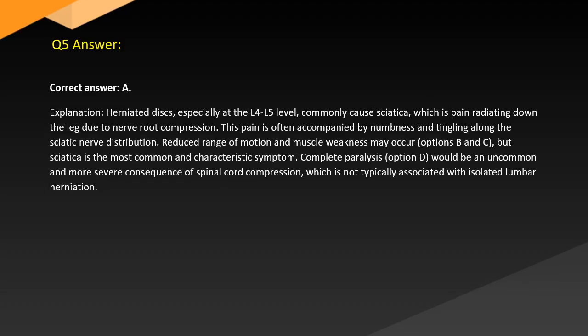Answer. Correct answer: A. Explanation. Herniated discs, especially at the lower level, commonly cause sciatica, which is pain radiating down the leg due to nerve root compression. This pain is often accompanied by numbness and tingling along the sciatic nerve distribution. Reduced range of motion and muscle weakness may occur, options B and C, but sciatica is the most common and characteristic symptom. Complete paralysis, option D, would be an uncommon severe consequence of spinal cord compression, which is not typically associated with isolated lumbar herniation.